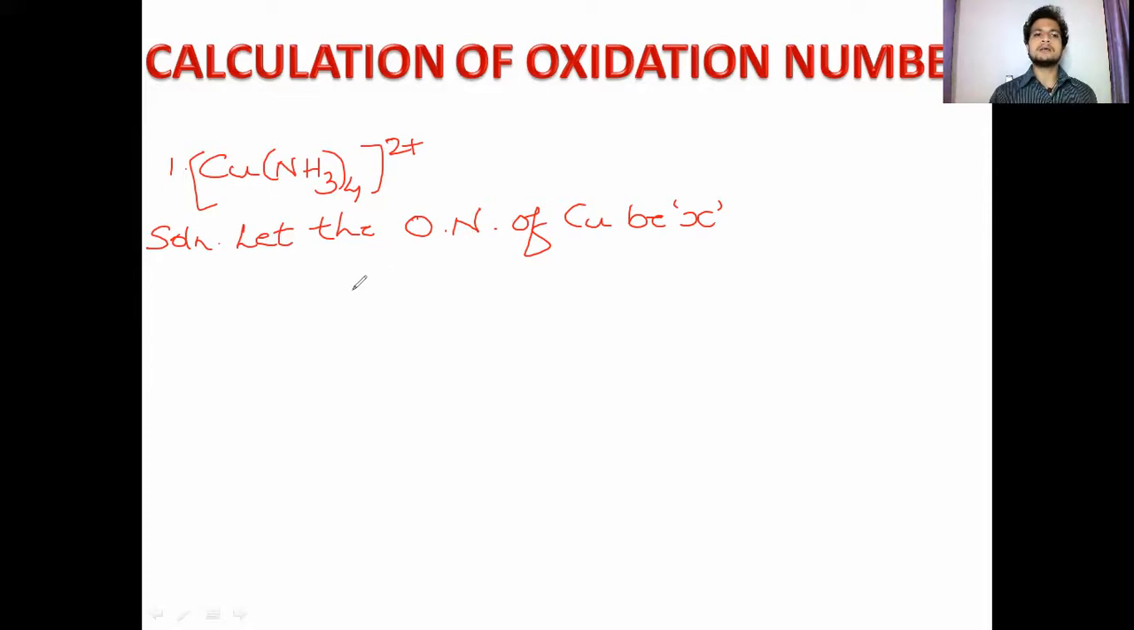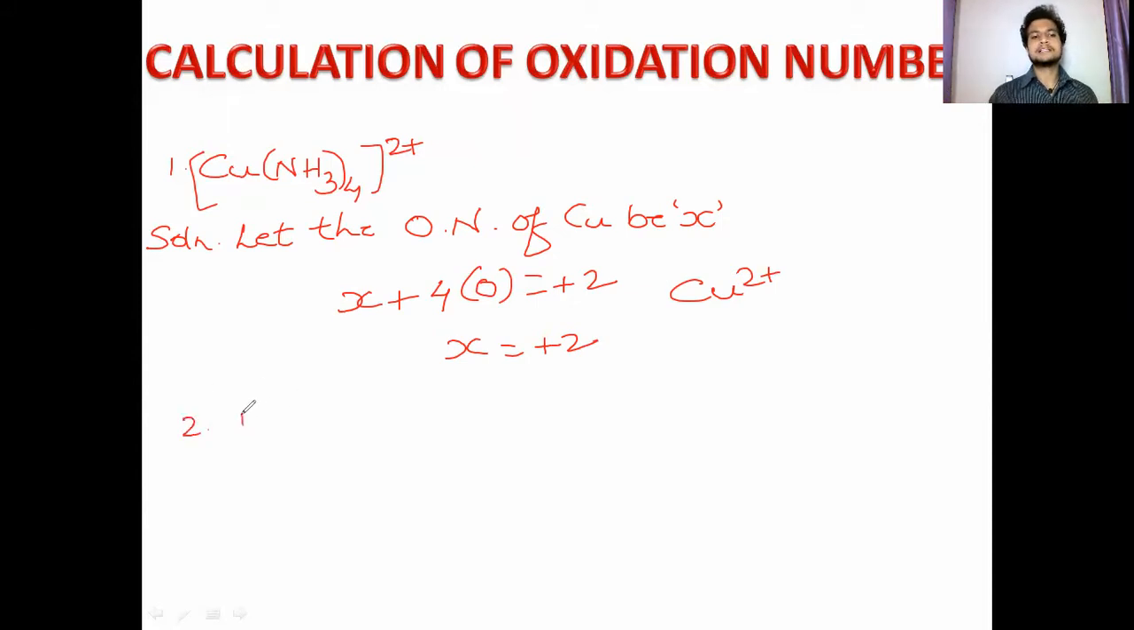So copper is X, ammonia is a neutral molecule, NH3, right? It does not have any charge. So X plus 4 into 0 equals the total charge, which is plus 2. So what is X? X is equal to plus 2. So in what form is copper present in this complex? Copper is present as Cu2+, the cupric state. So the oxidation number is 2+.